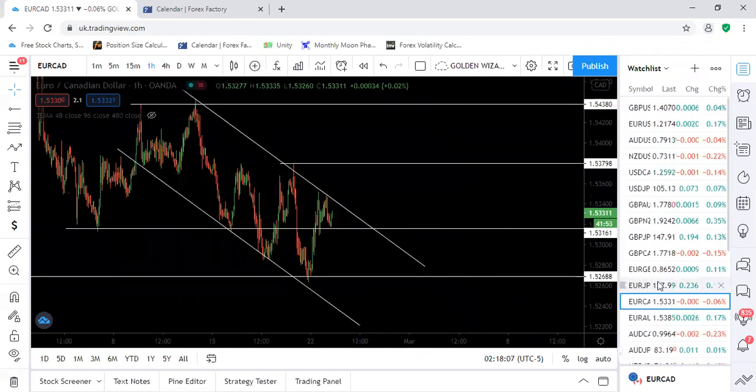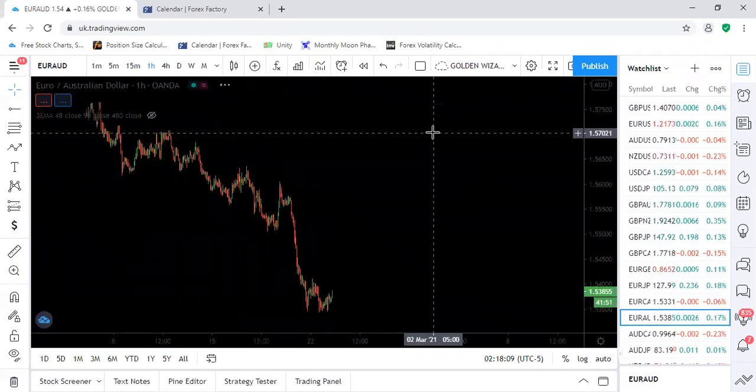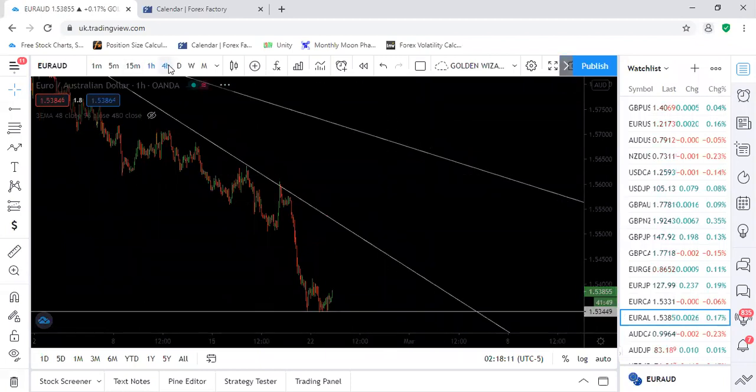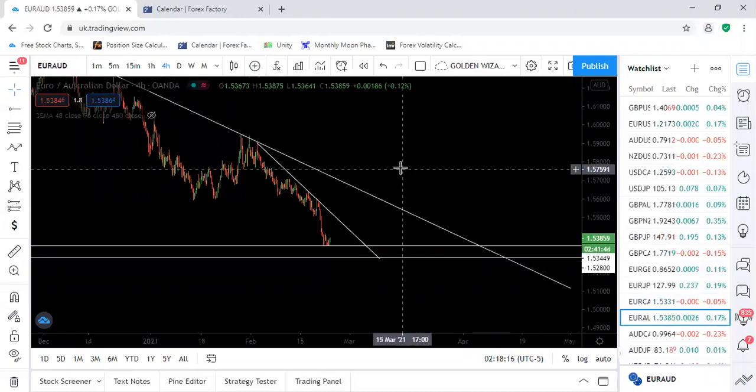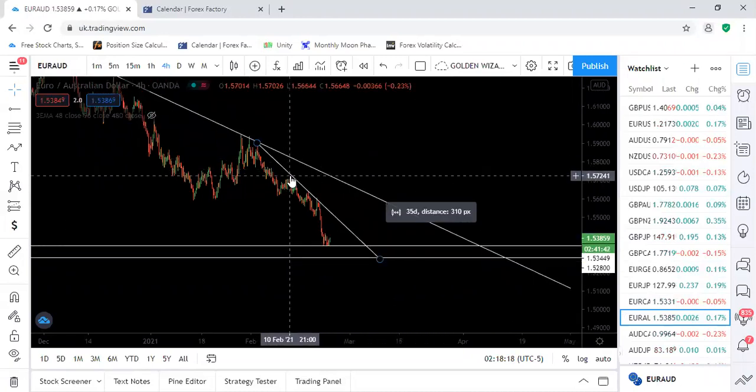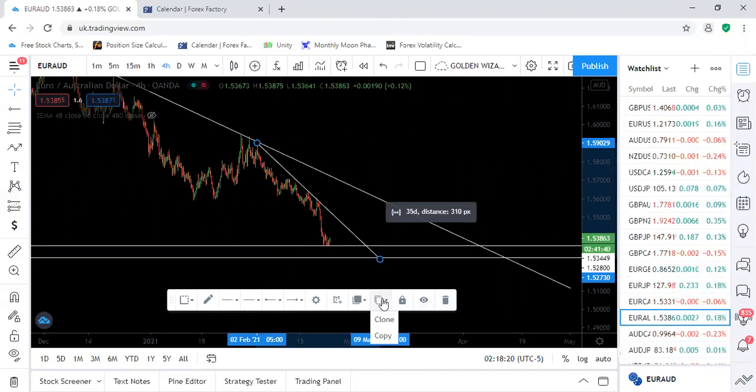All right, so I'm going to leave this. Check out EuroAUD. And what do I see on EuroAUD? I see some correlation actually with the CAD setup.